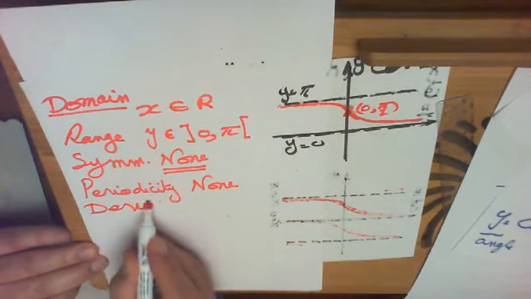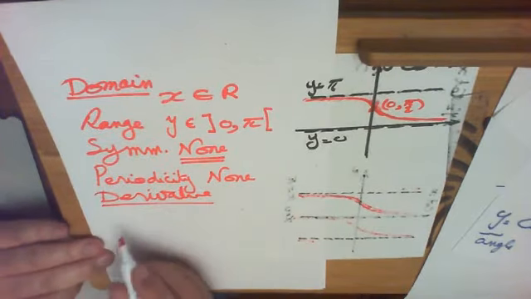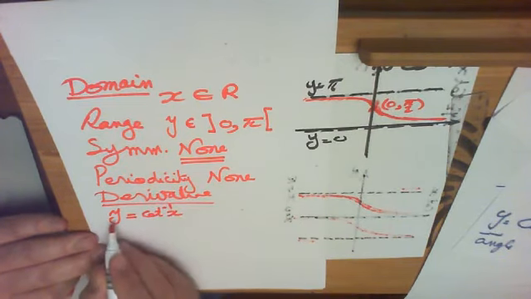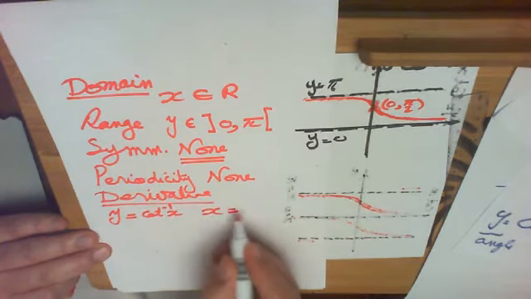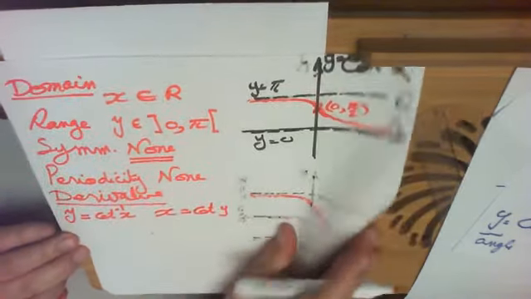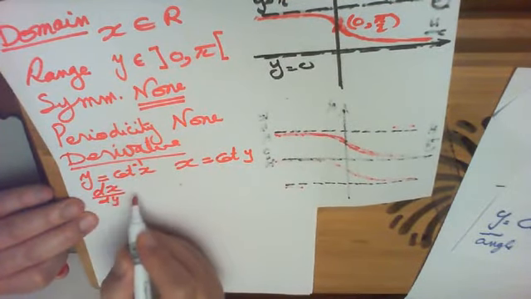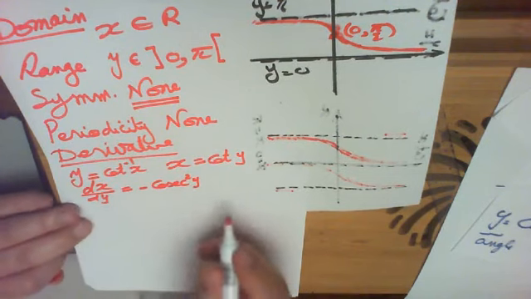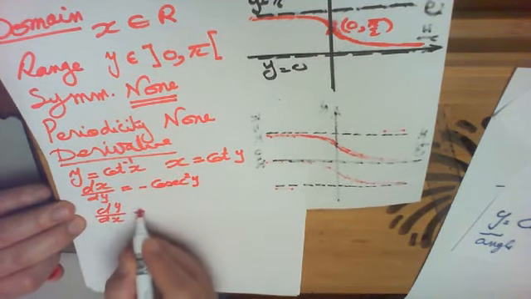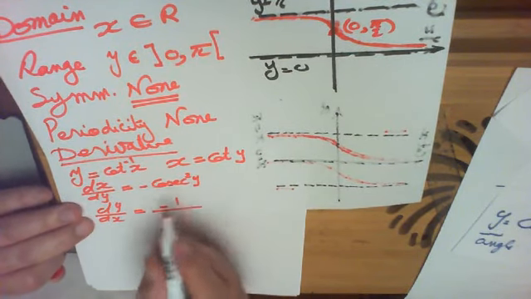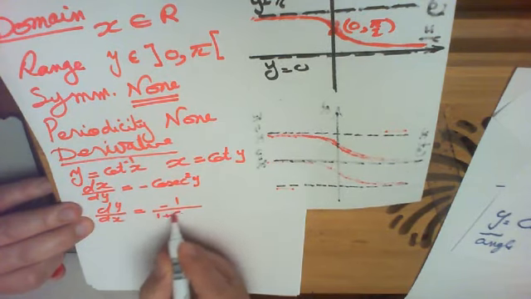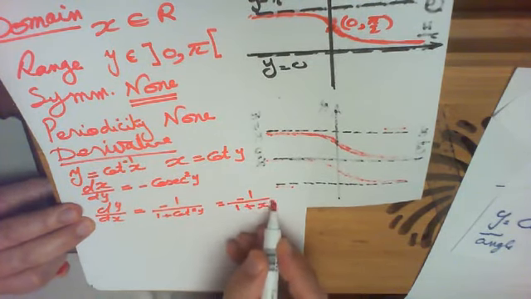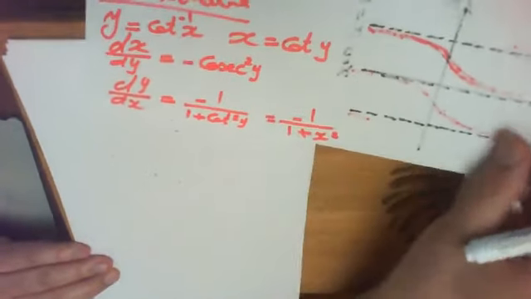What about its derivative? Very simple. We start with y is the angle of which x is its cotan, or x equals cotan y. Okay? Differentiate: dx by dy equals minus cosec squared y. So dy by dx equals minus 1 over cosec squared, which is 1 plus cotan squared. But cotan y is x, so dy by dx equals minus 1 over 1 plus x squared. The same like that. You remember?